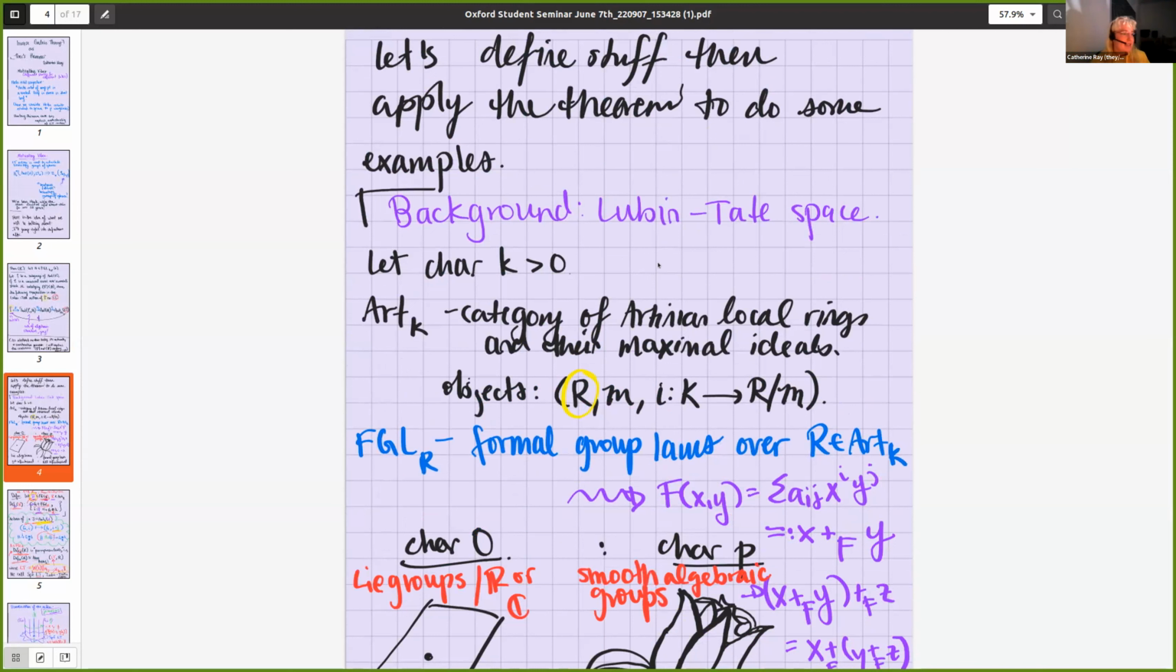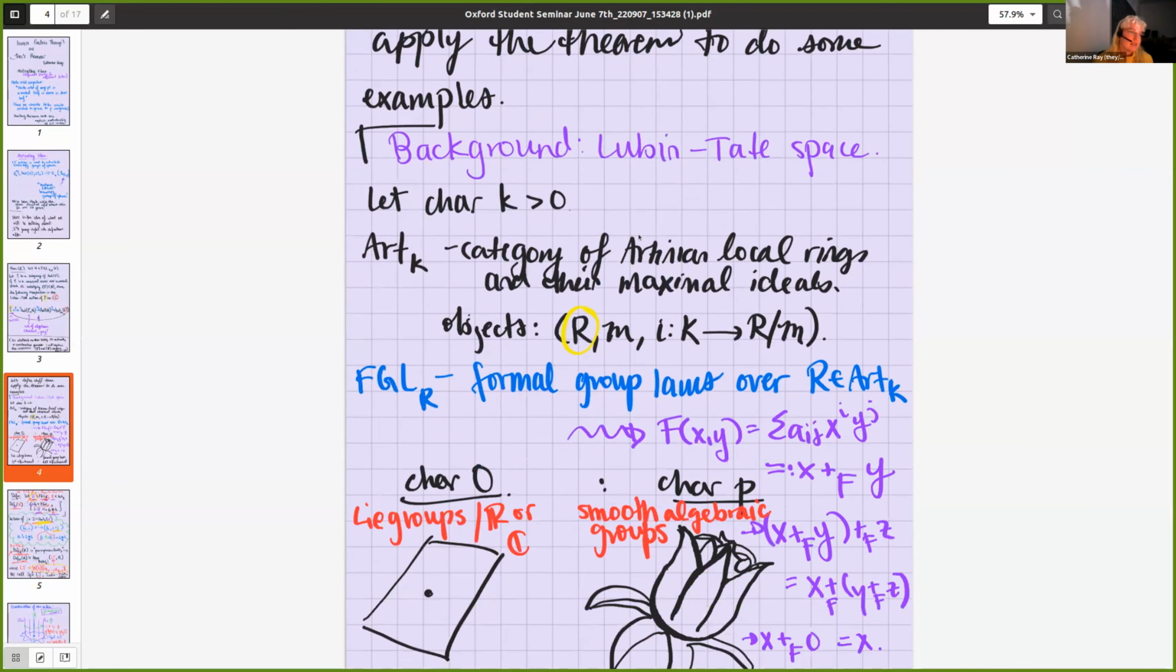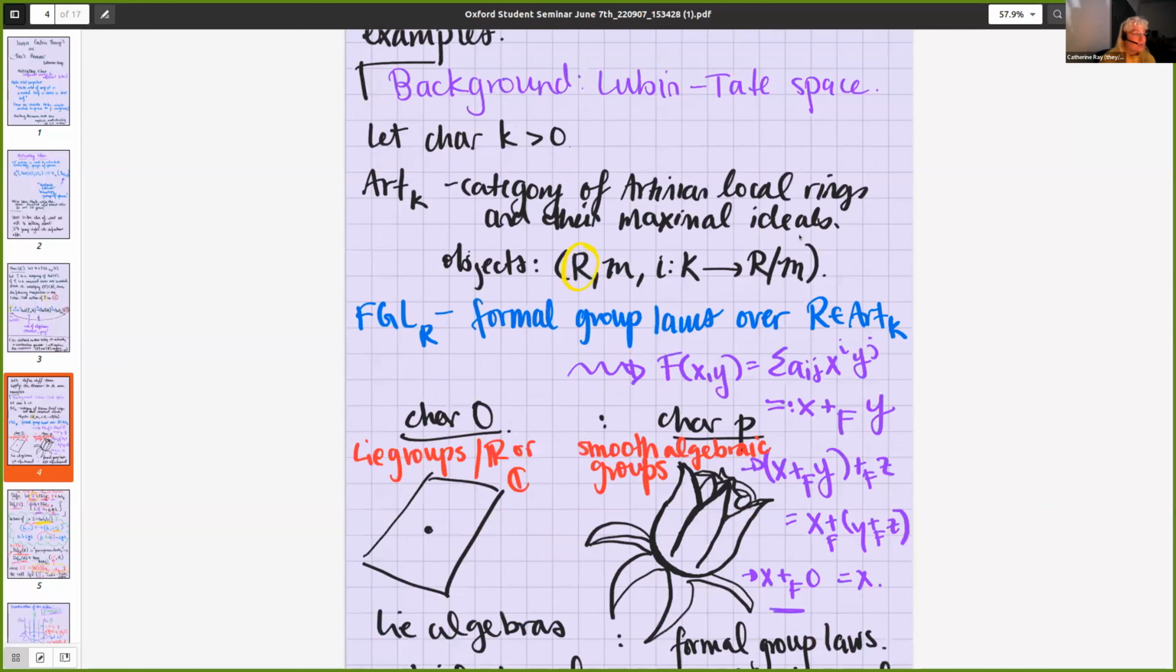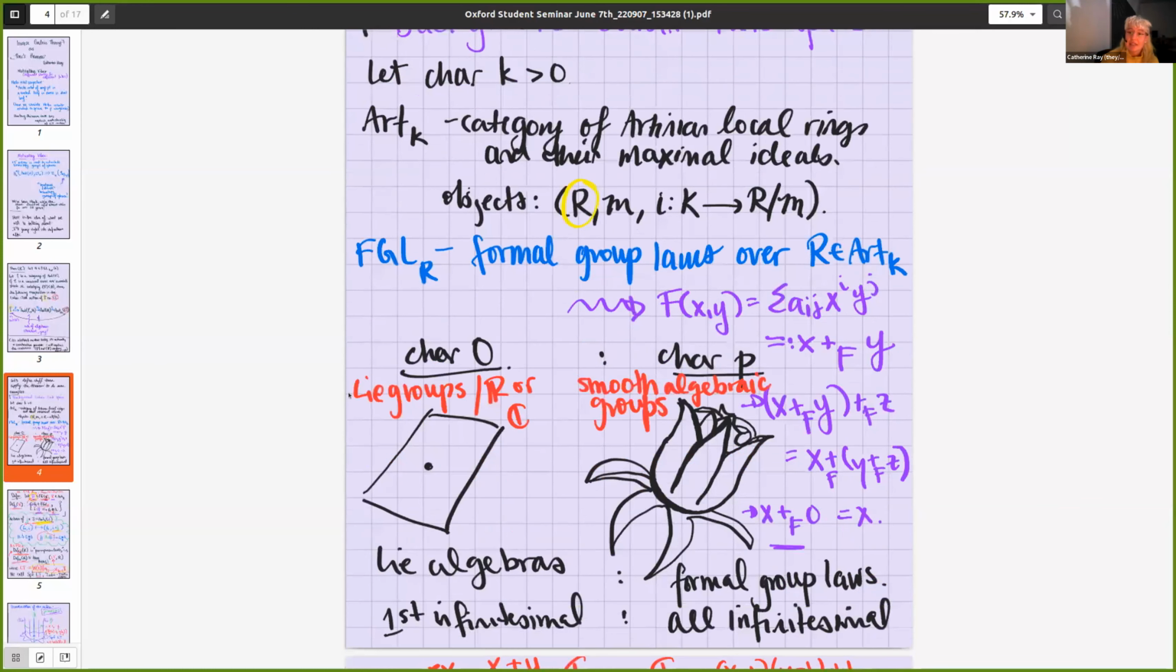Okay, so what is Lubin-Tate space? Lubin-Tate space is a space that comes from understanding the notion of a formal group law. A formal group law is essentially the analog of a Lie group, but in characteristic p. So Lie groups over R or C become smooth algebraic groups in characteristic p. And just understanding the tangent space of the Lie group, which allows us to reconstruct and work with it, in other words the Lie algebra, becomes understanding the full Taylor series, like the jet bundle at the identity of the smooth algebraic group.